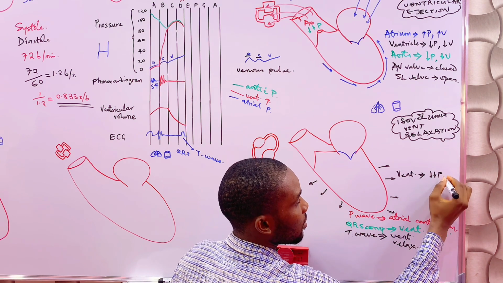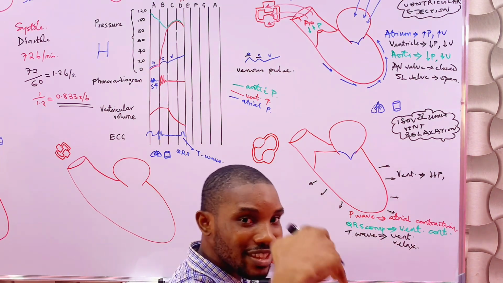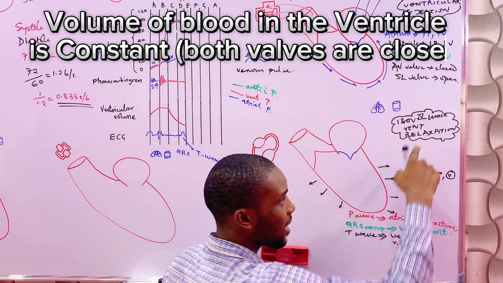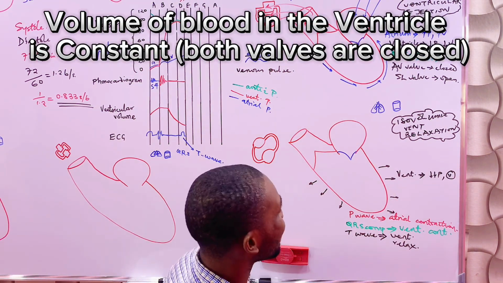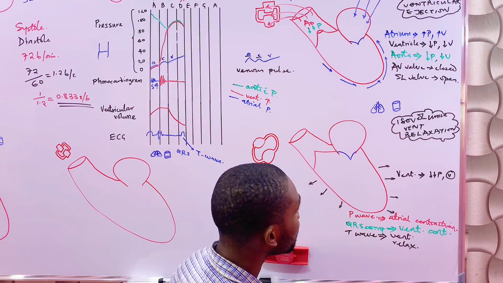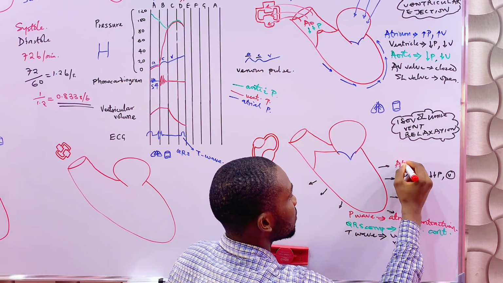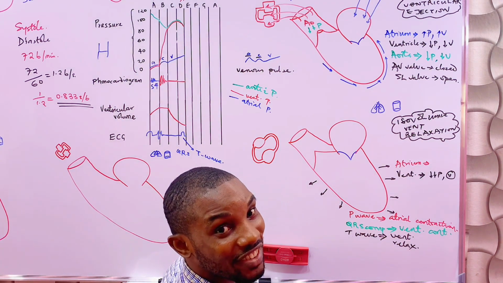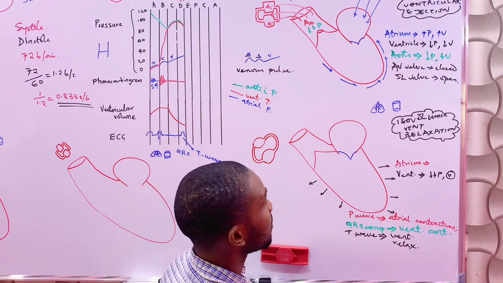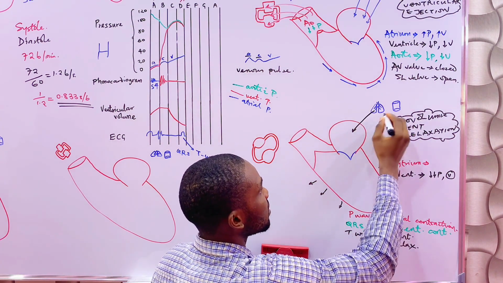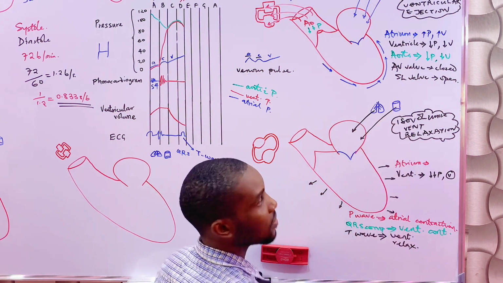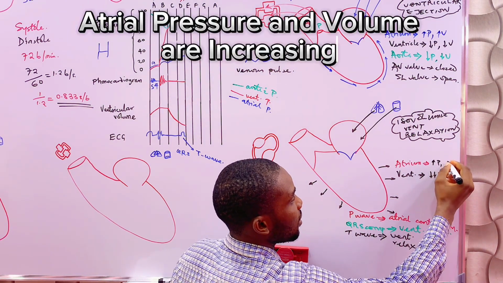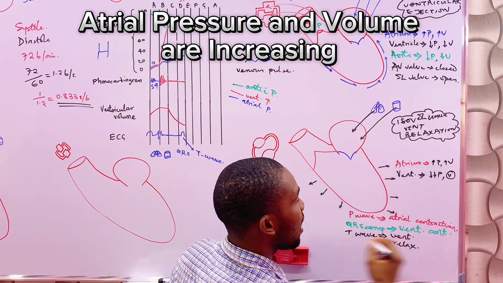So in this phase, the ventricle has its pressure decreasing dramatically, and the volume is constant. I'm sure you will tell me constant because you had isovolumic. Yeah, that's correct. And then what happens in the atrium? The atrial pressure is still increasing gradually, because it's getting its venous return, and the atrial volume is also increasing gradually. How about the aorta?